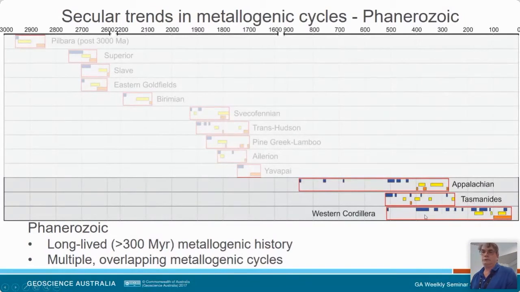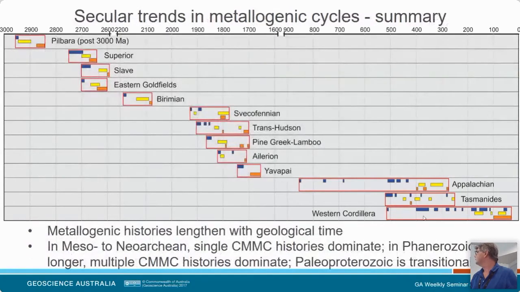And I like to summarize that: metallogenic histories lengthen with geological time, and you can just see that by comparing the boxes and the length of the boxes. In the Meso to Neo-Archean, you have single CMMC histories that dominate. In the Phanerozoic, you have longer, multiple CMMC histories, and then the Paleo-Proterozoic is transitional.